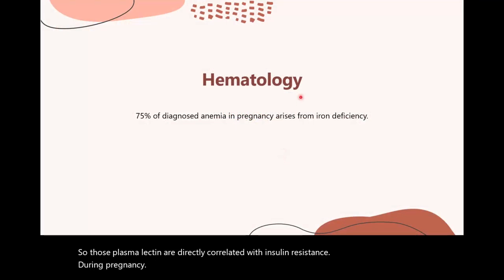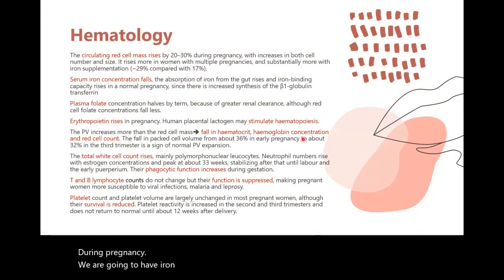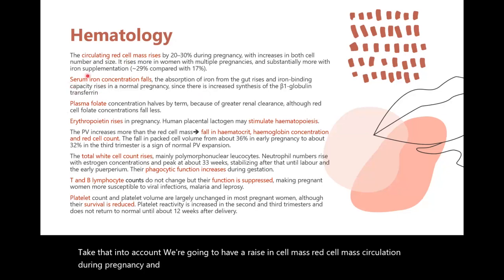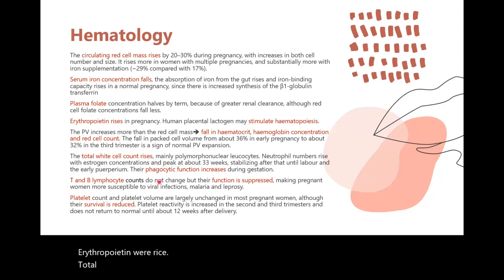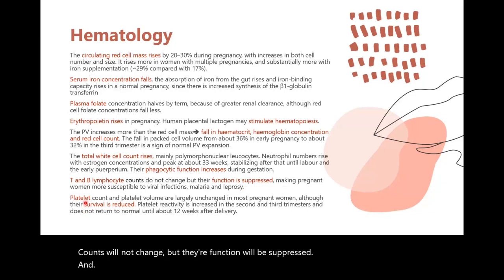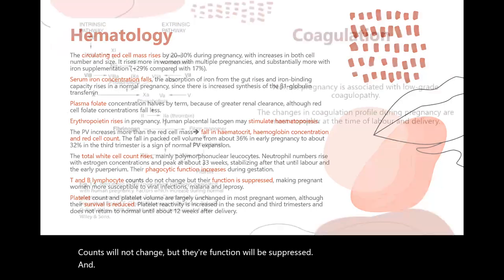We are going to have iron deficiency during pregnancy. Take that into account. We're going to have a rise in red cell mass in circulation during pregnancy, and serum iron concentration will fall. Erythropoietin will rise. Total white cell count will rise. Also, T and B lymphocyte counts will not change, but their function will be suppressed. And platelets won't change in number.